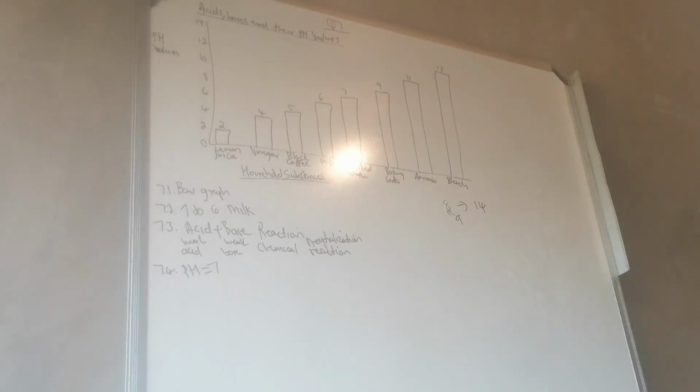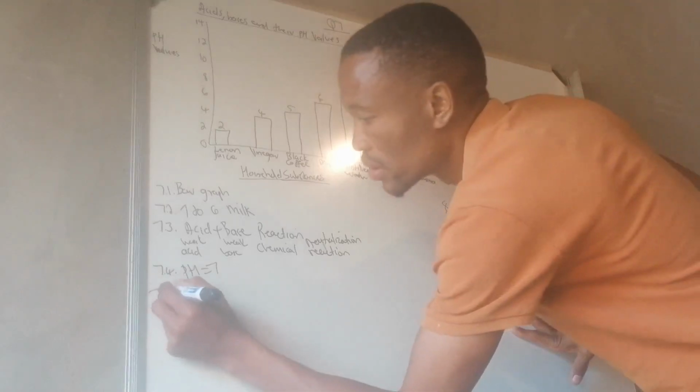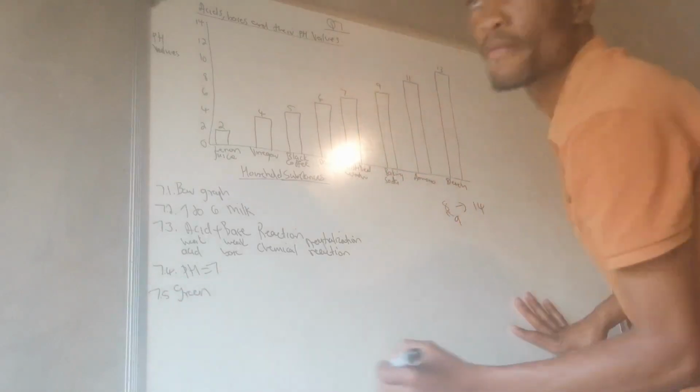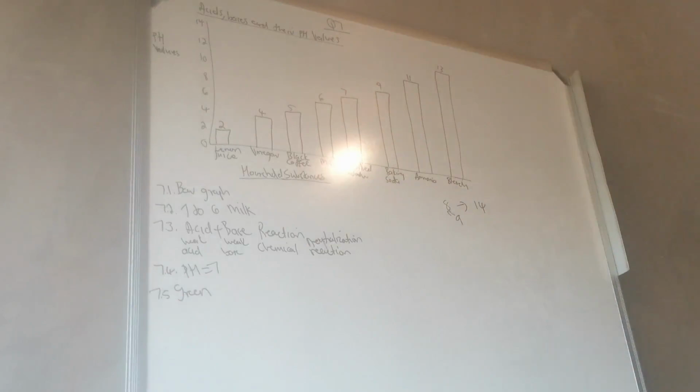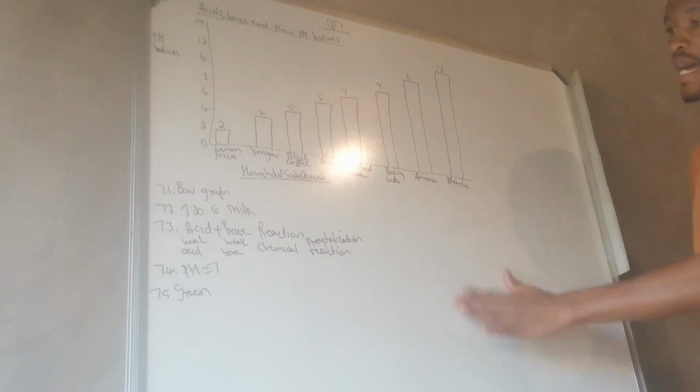And then the last one. Which color will the substance in question 7.3 be on the universal indicator? If your pH value is 7, the color is green. You don't have to stress yourself about that.